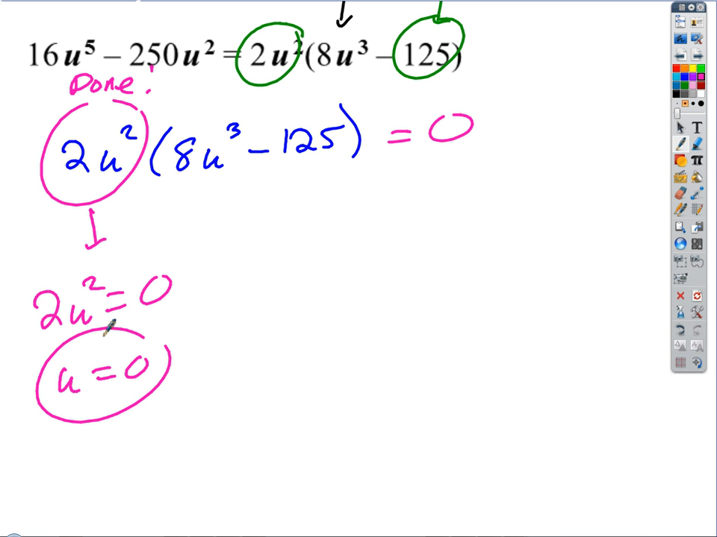Right? Say it again. That is a real solution, you're right. But now look, we've still got this other part over here to deal with, right? This other part is not done. I can't just set that equal to 0 and solve because it's cubed.